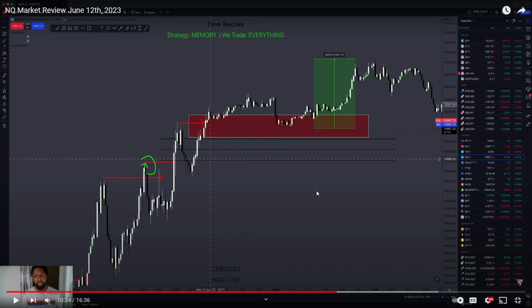Okay. Previous candle. This is what I want to talk about. People are confused about previous candle. So they're like, oh, we got a bullish candle, right? We need a pullback below the previous candle or a close below. So that would be this one. No.